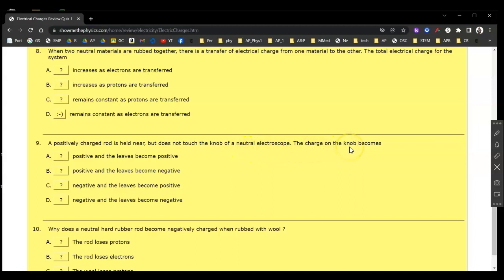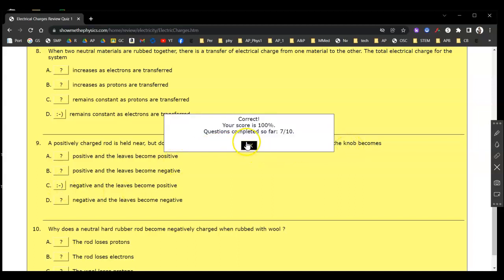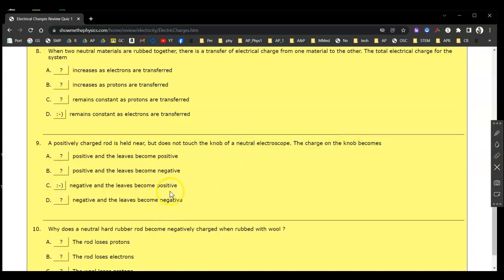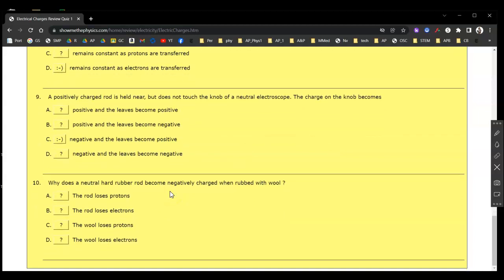A positive charge is held near but does not touch the neutral electroscope. The charge on the knob becomes positive, because the electrons will be attracted to the top, leaving the bottom. This is a good one.